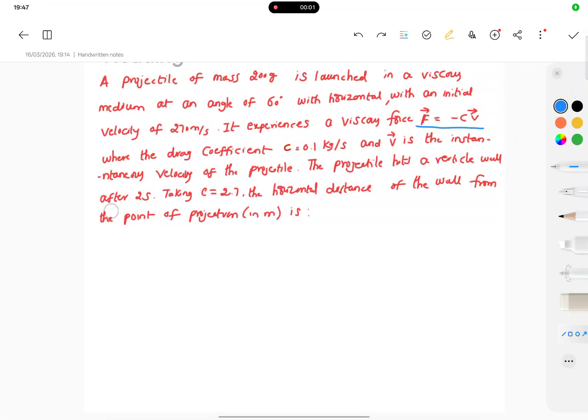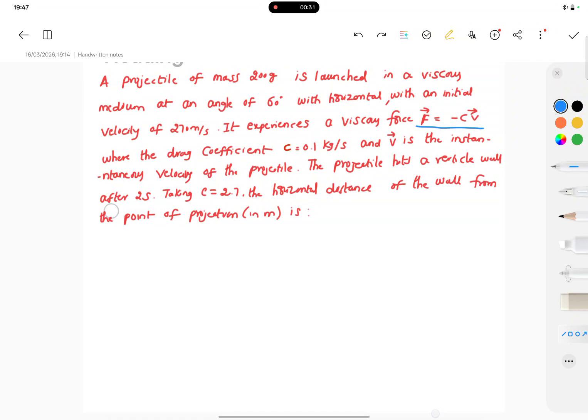Hello everyone. Today we have a question from the JEE Advanced 2025. This one is a classical and beautiful concept involving drag force in projectile motion. So far, many questions have been asked in the trickiest way in projectile motion. But from 2025, we have seen a question regarding drag force. First, let's understand the question.